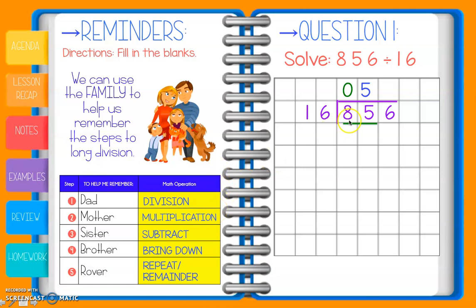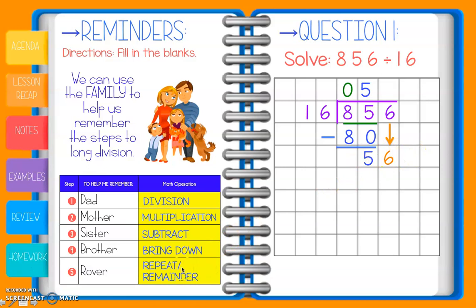Next, we're going to multiply. 5 times 16 is 80. So I'm going to come down here. I'm going to keep it all nice and neat. And I'm going to say that that's my multiplication. And our next step is to subtract. So we're going to subtract 85 minus 80, and we get 5. So now we're at the B. We're here for the bring down. I'm going to bring down the 6. Now this becomes a 56.